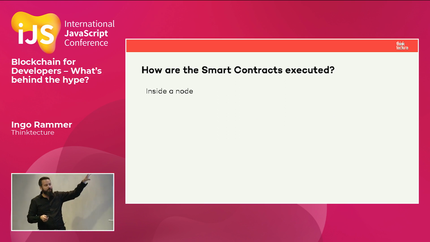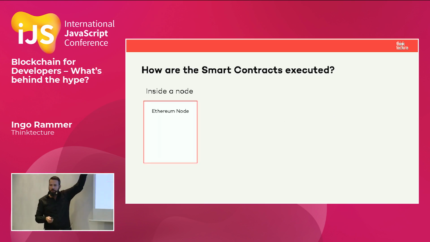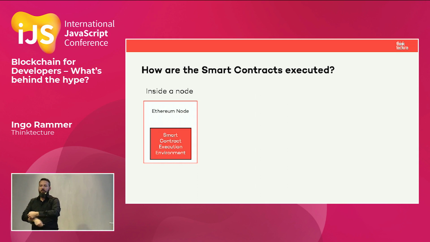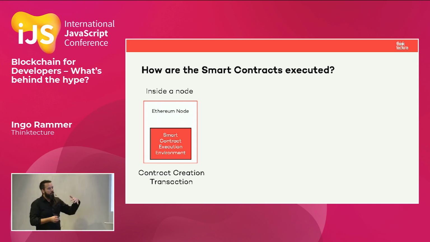Okay, they can run inside of a node. If you're running Ethereum or an Ethereum derivative, the smart contract virtual machine is part of the Ethereum node. Every Ethereum node contains or is directly linked with an EVM, an Ethereum virtual machine. To deploy a smart contract on Ethereum-based networks, you would just send a contract creation transaction.